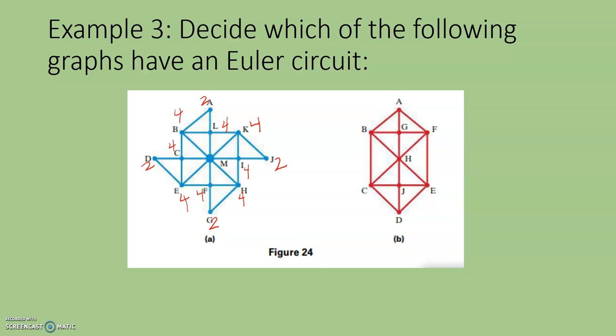If we look at graph B, right here at vertex D, we can see it's degree 3. It's odd, so no, there is not an Euler circuit for graph B.